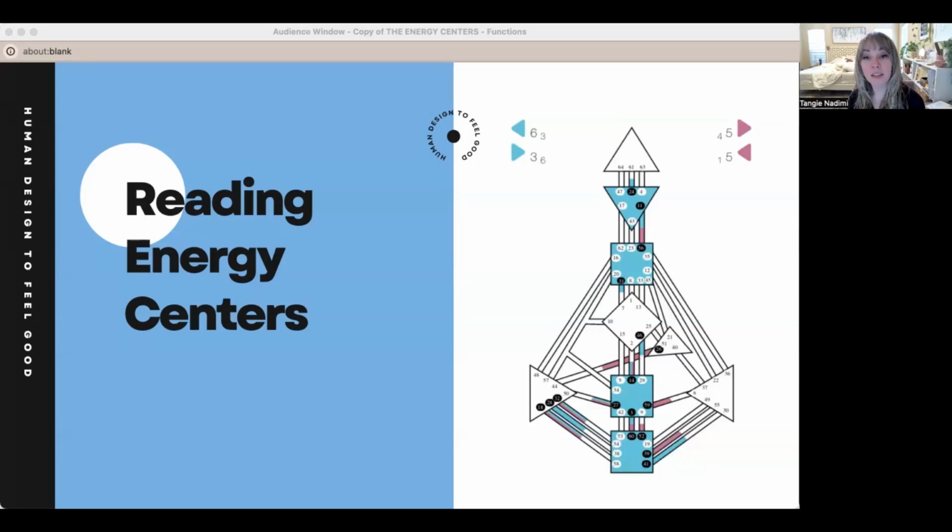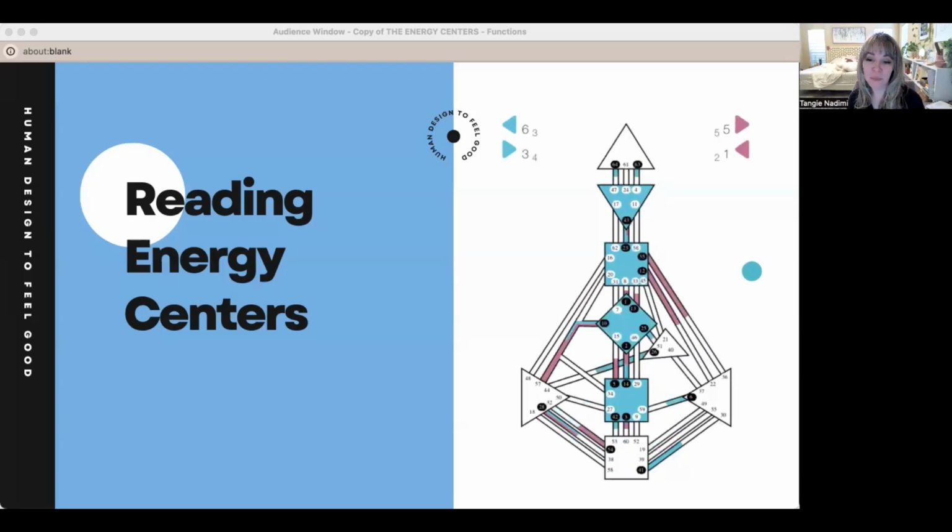So with an undefined G center, there is inconsistency in direction and identity and purpose, and that is not a bad thing. That is not a wrong thing. That's a surprising thing. That's a playful thing that allows that person to continually evolve and shift on their path.